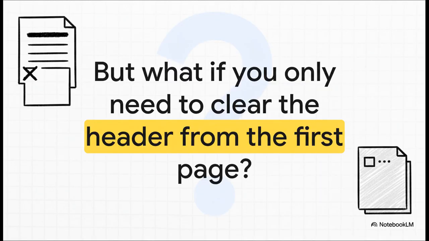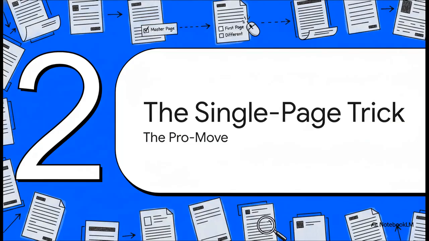Okay, but what about a more specific case? This comes up constantly with things like title pages or cover sheets. You want the header and page numbers on all the other pages, but you really need that first page to be completely clean. So how do you do that without wrecking the rest of your document? For this, we're going to use what I like to call the single page trick. It's this fantastic feature that's built right into Word, specifically for these situations. It gives you precise control to treat your document's first page totally different from all the others.